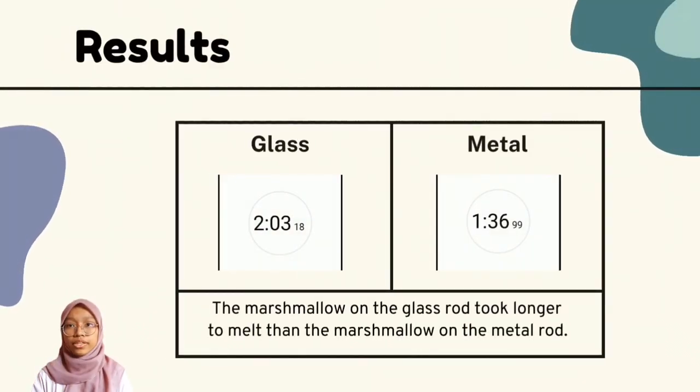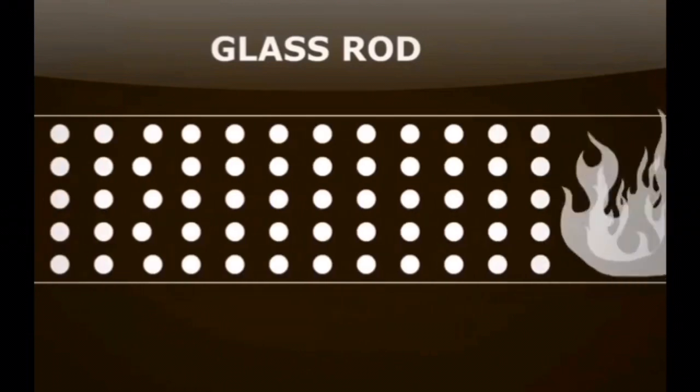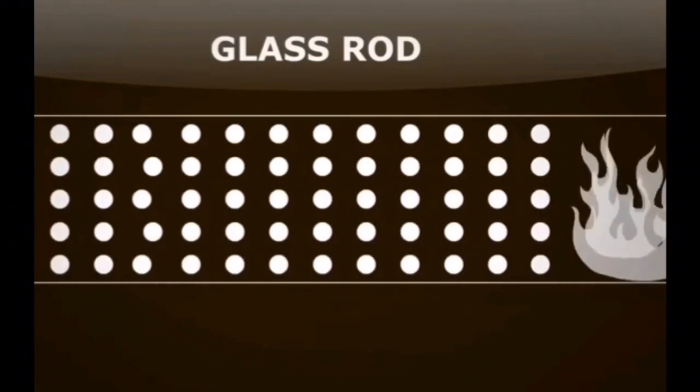So from the experiment, we can see that the marshmallow on the glass rod took longer to melt than the marshmallow on the metal rod. Why did this happen? Glass is typical of solids in the way it conducts.